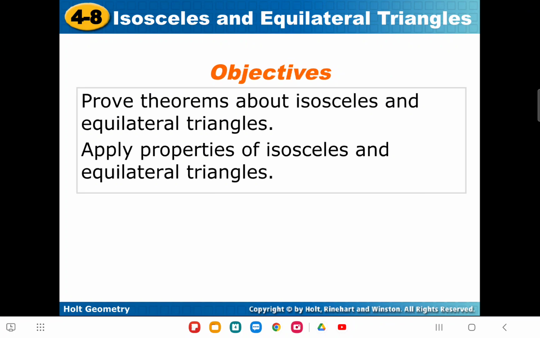Our objectives in this video are twofold. We're going to be proving theorems about isosceles and equilateral triangles. Those theorems we will actually be proving in class, so be sure you get those in your notes if you miss out on class. And we're going to be applying properties of isosceles and equilateral triangles to solve problems including determining side lengths and angle measures.